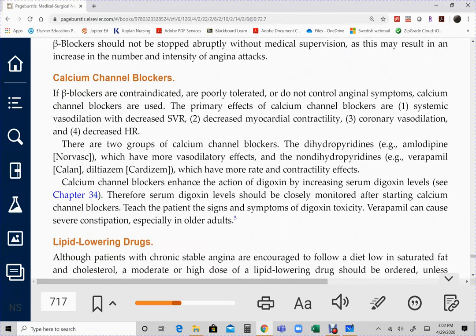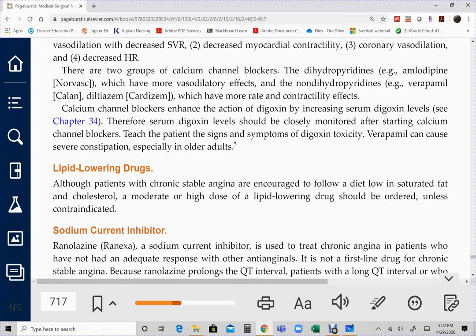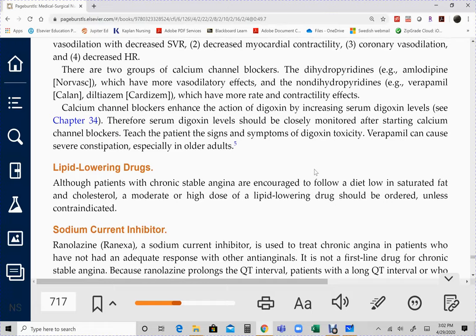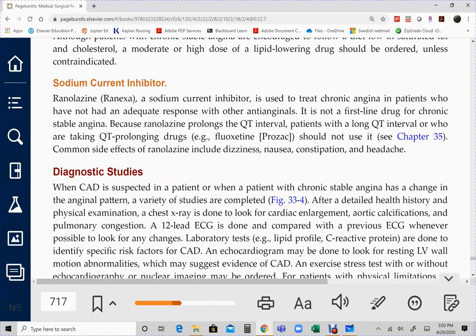Calcium channel blockers, I gave you the difference between the non-DHP and the DHPs. Please take note. There's a difference between the two. So therefore, you can see here only the DHP ones are used for hypertension. Okay, non-DHPs are usually used for ACS and also for dysrhythmias. And we use statins and Ranexa. So this is a sodium current inhibitor.